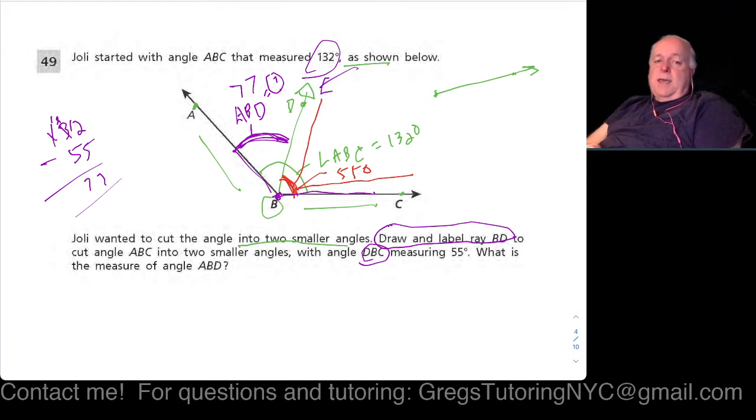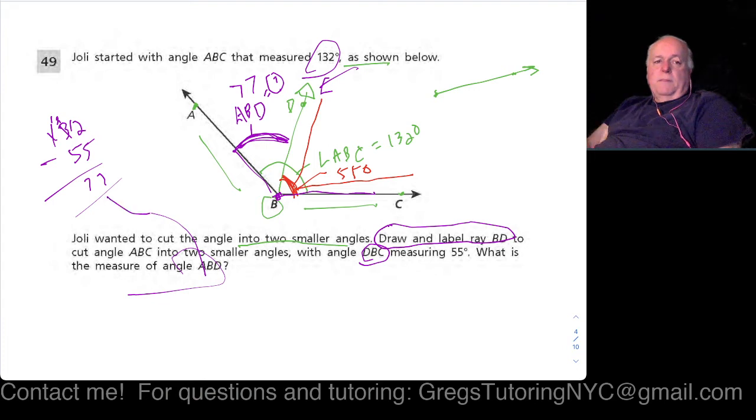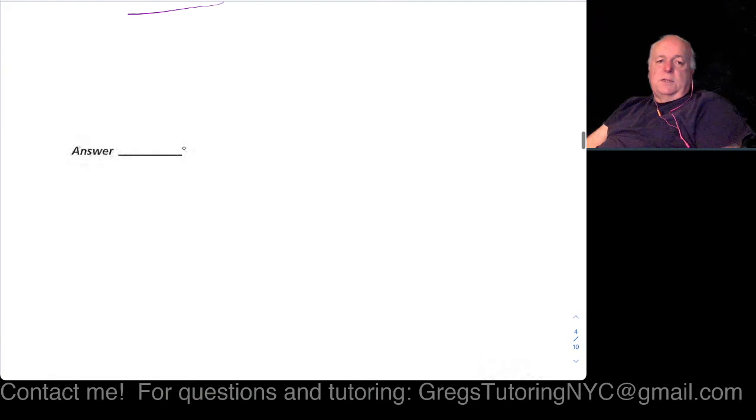Okay? And then it says to cut ABC into the small angles, what is the measure? Okay? And that would be the answer here. Okay? That would be up here. And if you notice, they're giving us a hint that the answer is going to be in degrees. It's not terribly helpful here.